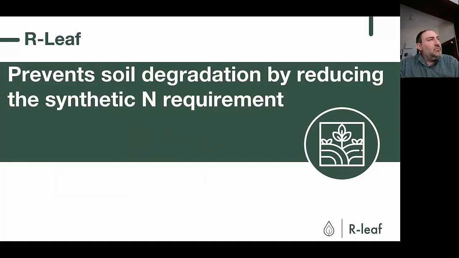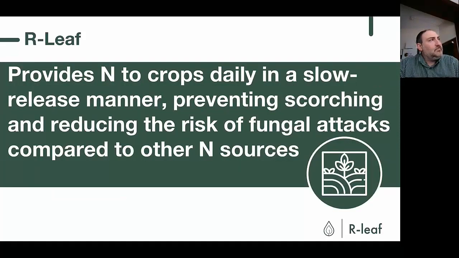Again, a message: prevent soil degradation by reducing synthetic nitrogen, providing nitrogen to the crop daily in a slow release manner, if you think of it, which prevents scorching and reduce the risk of fungal attacks compared to other nitrogens applied.